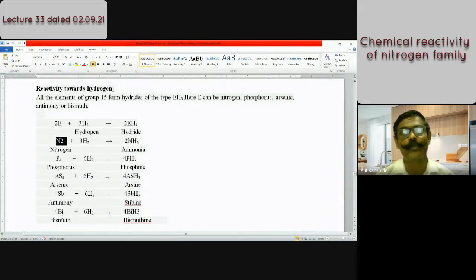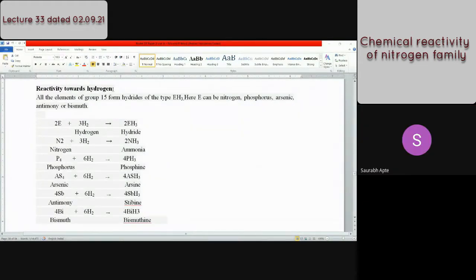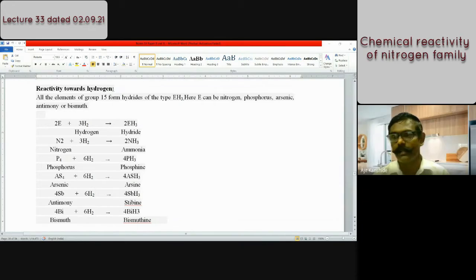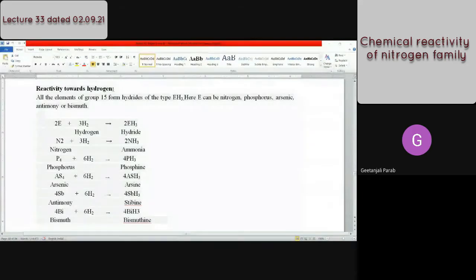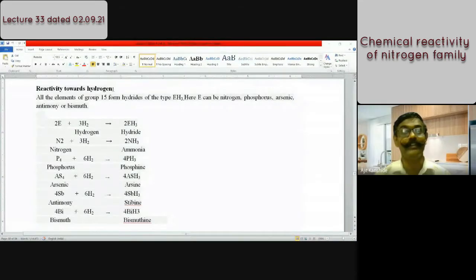SB stands for what? If you are giving the answer in the chat box, I am not able to read it because I am presenting the screen. Yes, Latin word, Shubham. Latin word, I agree. But what is that Latin word? Stibium. Exactly, Gitanjali is right. It is stibium. Because of stibium, the symbol is SB.